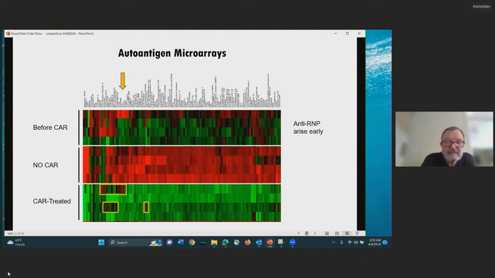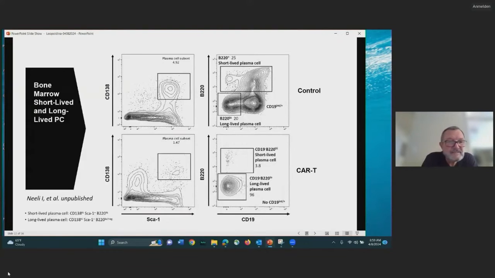And in fact, you could see that the anti-RNP antibodies arose early on in these mice, as well as that some anti-RNP may escape CAR T-cell control, therefore perhaps indicating that they're made by long-lived plasma cells. So to address the issue of short-lived versus long-lived plasma cells, we did a gating approach with SCA1 and CD138 positive quadrant, identifying plasma cell subset in general. And then in the control mice, you can see both short and long-lived plasma cell populations, whereas in the CAR T treated mice, short-lived plasma cells are essentially eliminated, whereas long-lived plasma cells are still abundantly present.